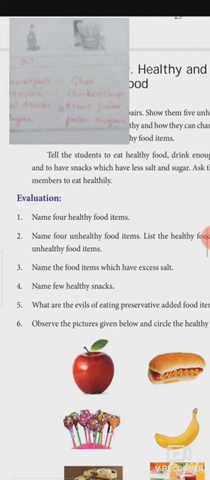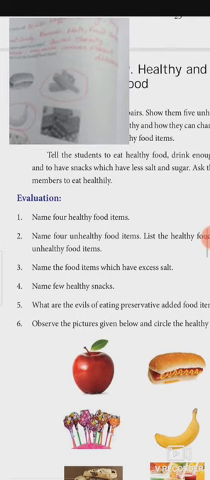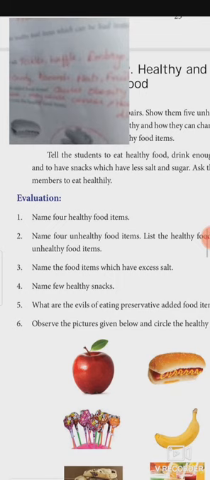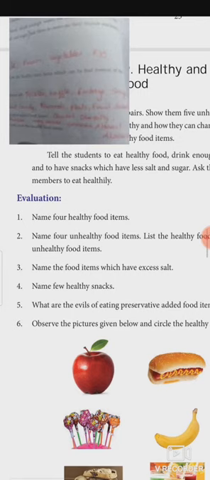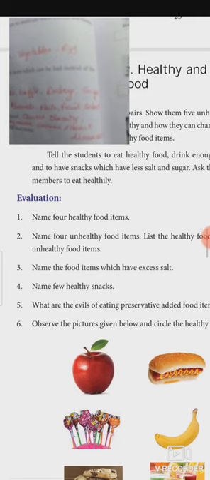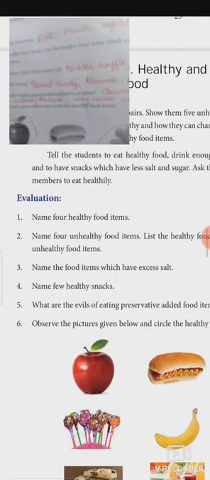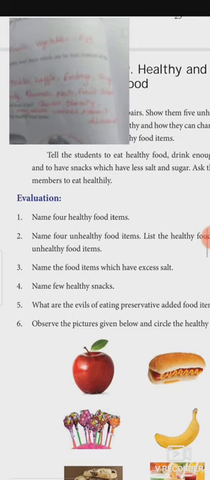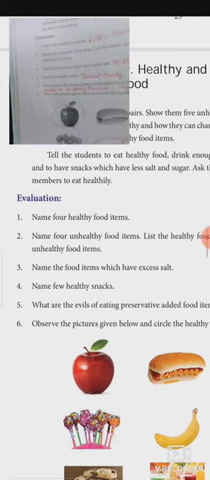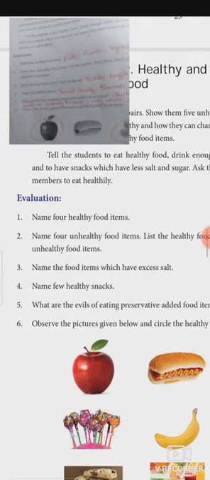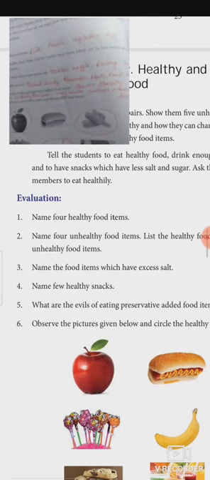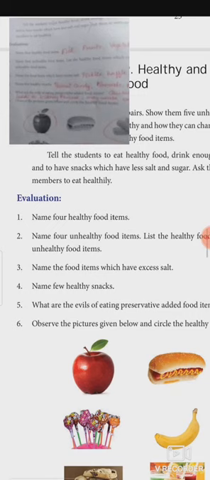The answer for the third question, name the food items which have excess salt. The food items like papad, pickles, waffles, and soups. All the bakery items will have excess salt. Okay. Next one is name few healthy snacks. Peanut candy, almond, nuts, fruit salad are the healthy snacks. And the fifth question, what are the evils of eating preservatives added food items? It causes a lot of harm, causes obesity and leads to kidney failure, may cause cancer and heart disease.